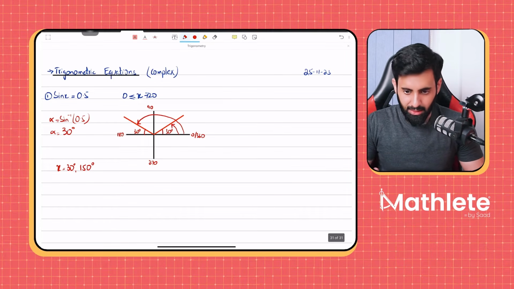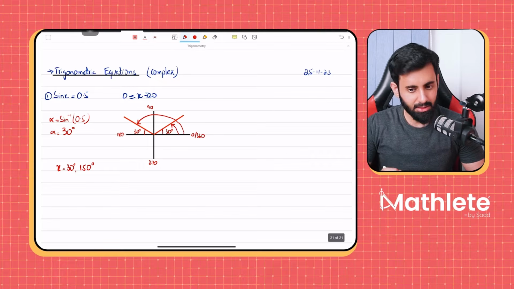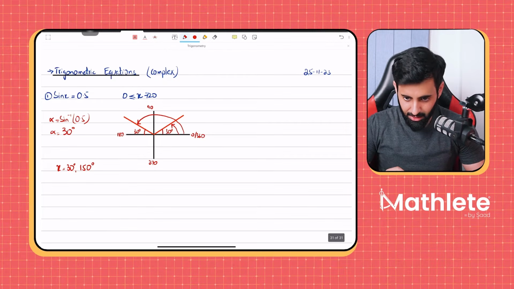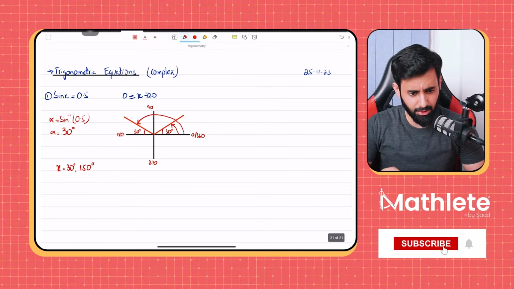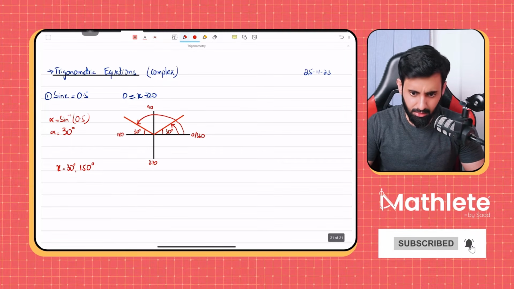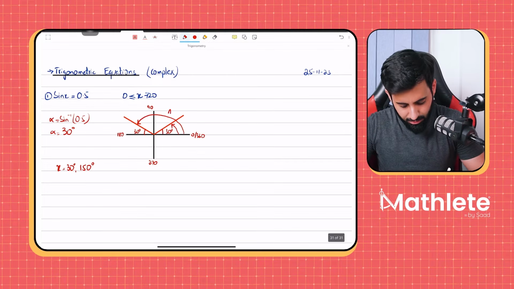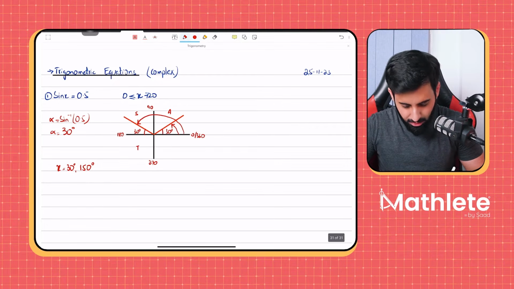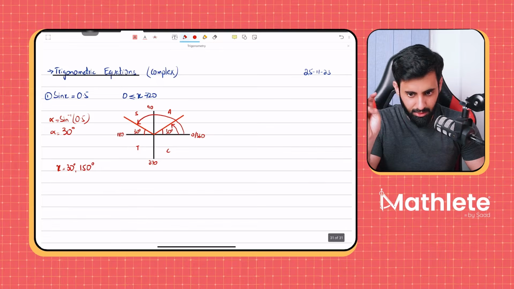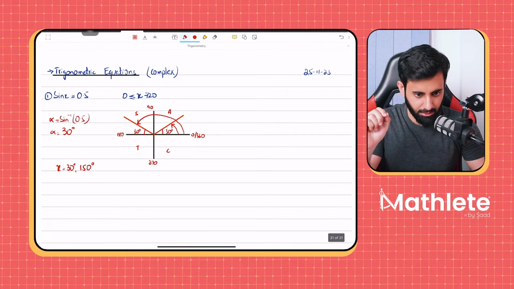Okay, you're right. No is the correct answer. Add 360 to the first two values. That is correct. Wait, why are we taking first and second quadrant only? Because sine is positive. Where is sine positive? Sine is positive in the first and the second quadrant. That's why we're only taking the first two quadrants.